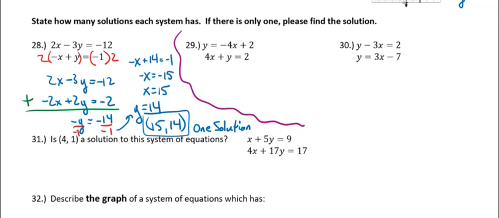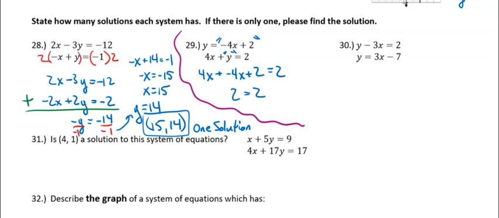This second one, same kind of thing, except this time I'm going to do substitution. I'm just going to solve this thing. Right here, y equals this thing right here, so I can plug that in for y in the second equation. So 4x plus, instead of y, I'm going to plug in the negative 4x plus 2. And now I simplify, I solve for x. But what happens here, I combine like terms, and I end up with just a 2 over here, so I get 2 equals 2.